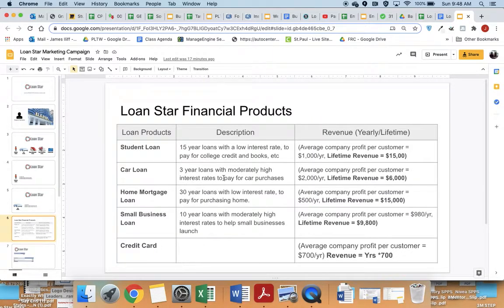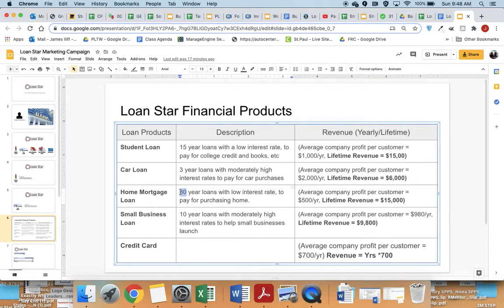Well, so if we look at all of these loan products, so we have student loan, car loan, home mortgage loan, small business loan, credit card. You've got a little description here of how long they are. So look at this. Home mortgage is 30 years. Wow.